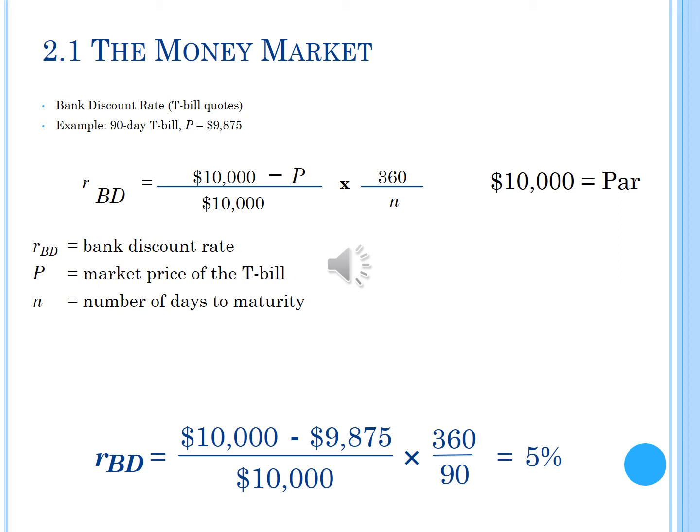bill, divided by the par value again, which is the 10,000. The first fraction is then multiplied by 360, which is the number of days assumed in 1 year, and the 360 is divided by n, which stands for the number of days to maturity of the treasury bill. Okay, if we assume the market price for the treasury bill is 9,875, for example, you can do your simple calculations and find out that the bank discount rate for that specific treasury bill is 5%.